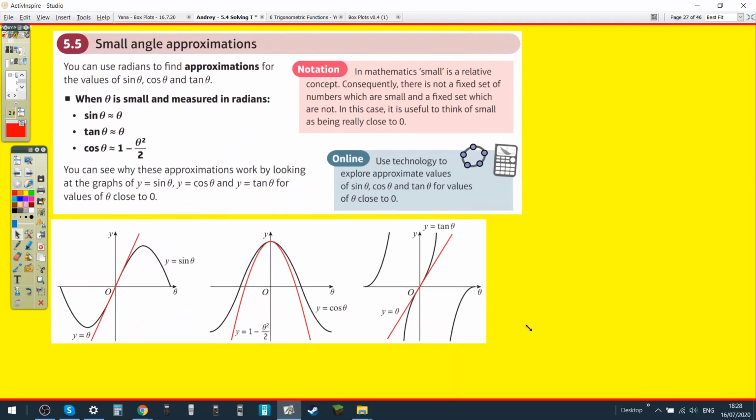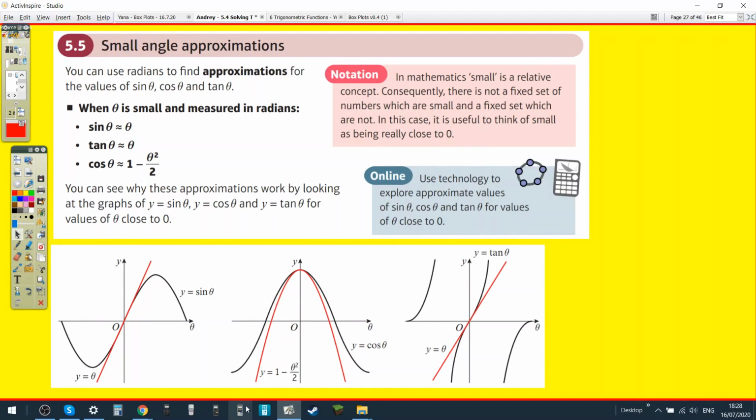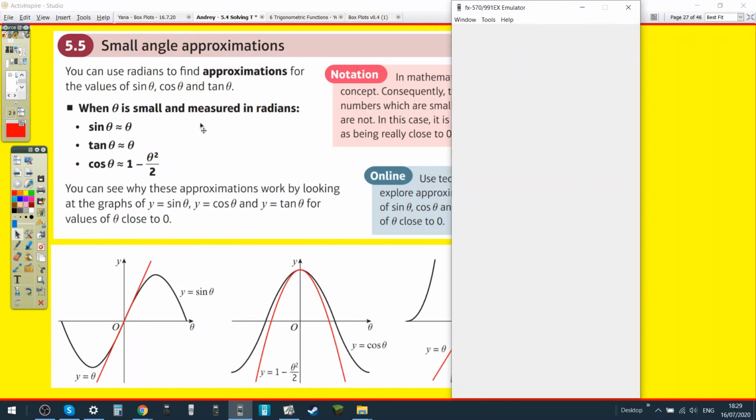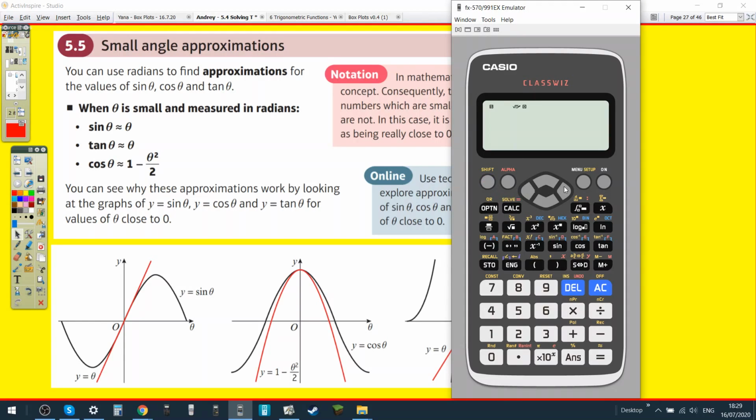It'll be kind of easy compared to this previous stuff. It says, when theta is small and measured in radians, shift, setup, angle unit radian. Let's say sine 0.1. What will my answer be approximately? Sine theta is roughly theta when theta is small and measured in radians. So it'll probably be 0.1 or similar. And it is 0.0998, which is very close to 0.1. So it's just a kind of rough approximation.